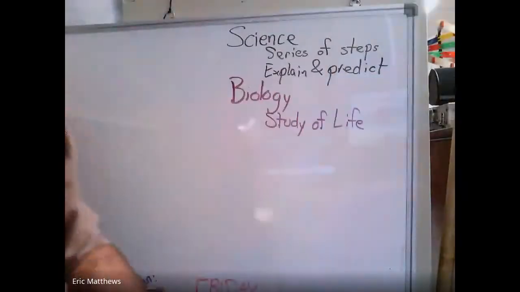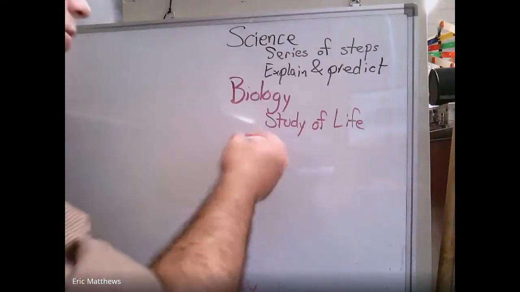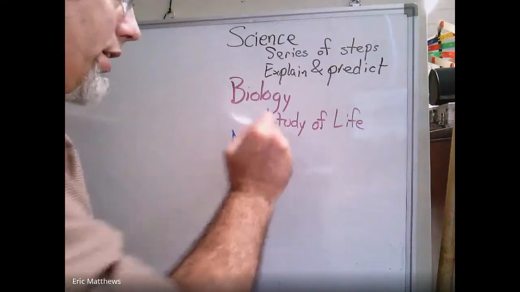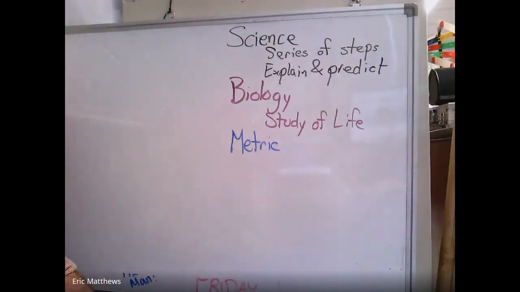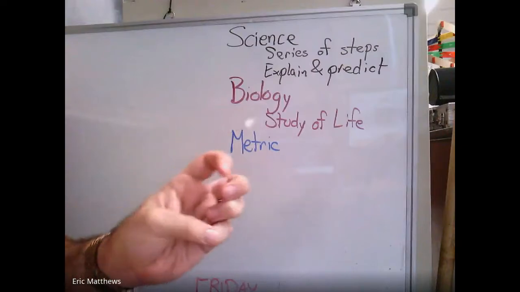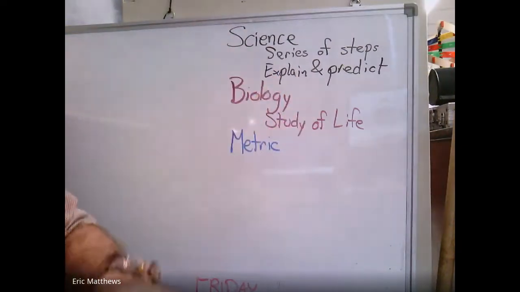Now, in biology, and all sciences for that matter, we are going to use the metric system for all of our measurements, because the US is a very young country. Everybody else was already doing science. We better communicate the same way that they do. Now, for the metric system, you're going to need to know the 3 different measurements that we use.